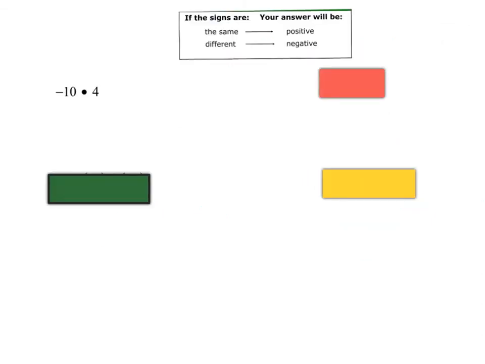All right, a few more practice problems. So negative 10 times 4, I just want to remind you that dot means multiplication. We'll move away from using the x as a multiplication sign because we often will use that as a variable. So negative 10 times 4, signs are different, so it will be negative. It is negative 40.